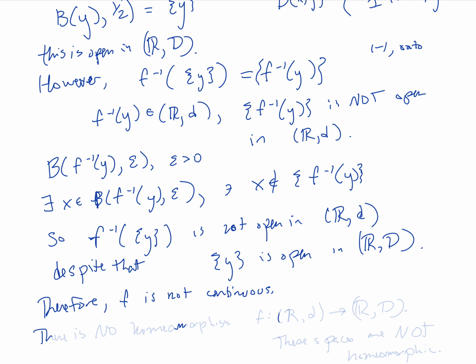And therefore, there is no homeomorphism f mapping the real numbers with the usual metric to the real numbers with the discrete metric. And so these spaces are not homeomorphic.